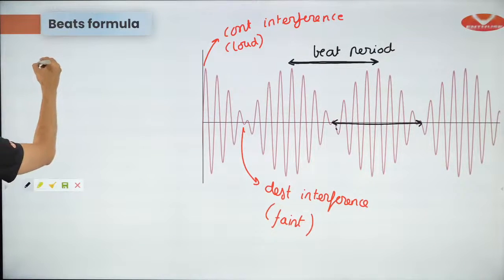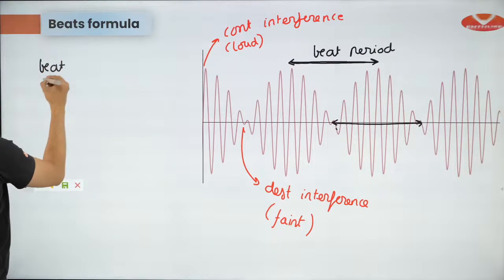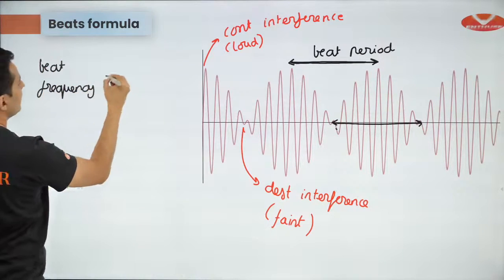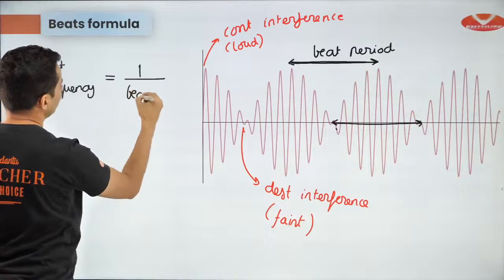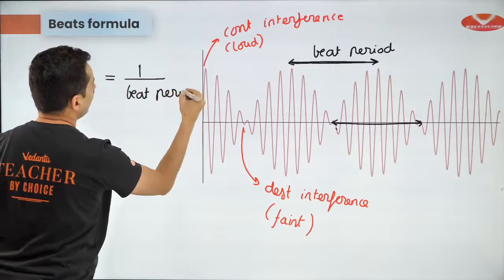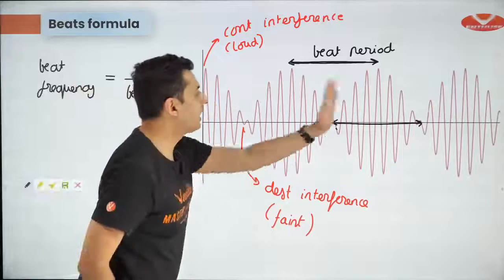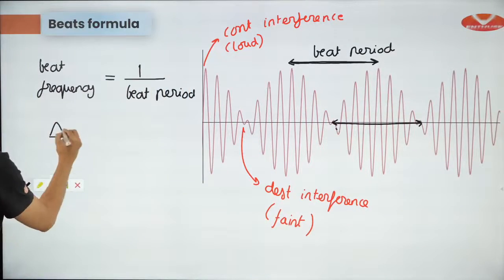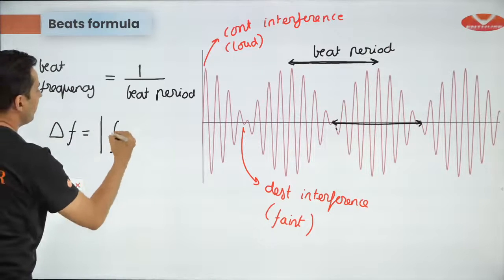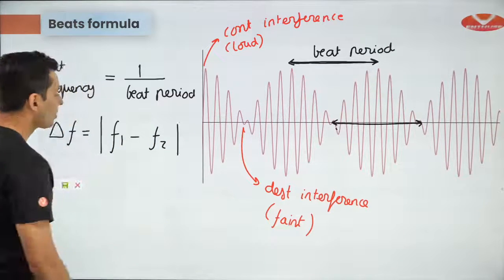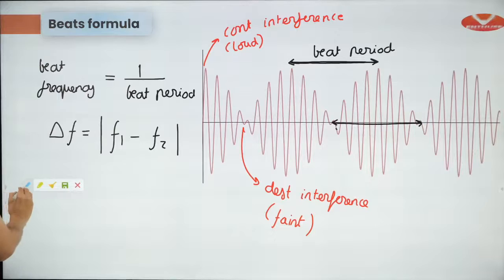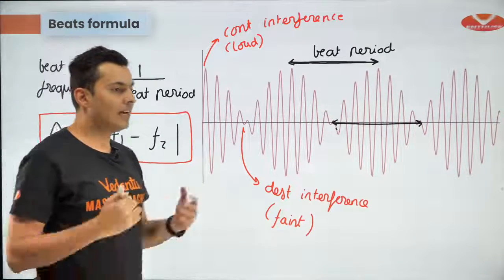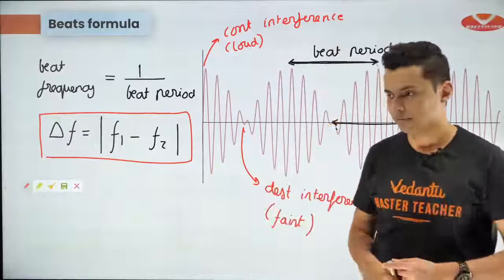Then there is something called beat frequency. The beat frequency is obviously 1 upon the beat period. What is the beat period? Beat period is from one loud to the next loud. How frequently do you hear those loud sounds? That delta F has a formula modulus F1 minus F2. So whatever are the two sounds, just take the positive difference. That's why the modulus. So that is the beat frequency. I hope this is clear.